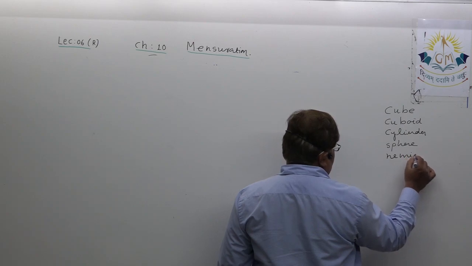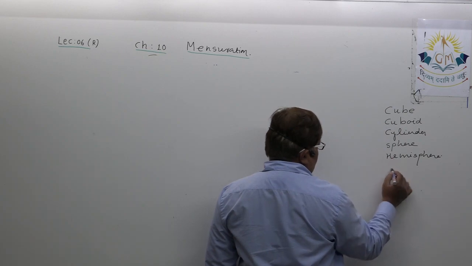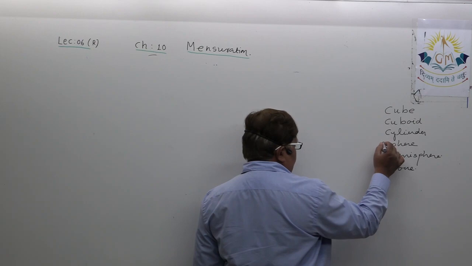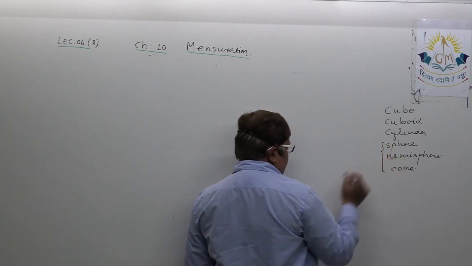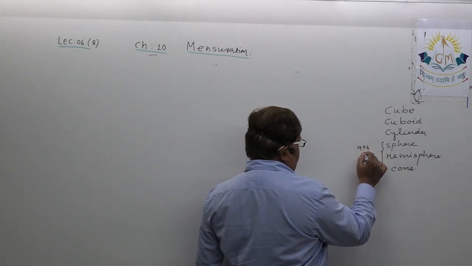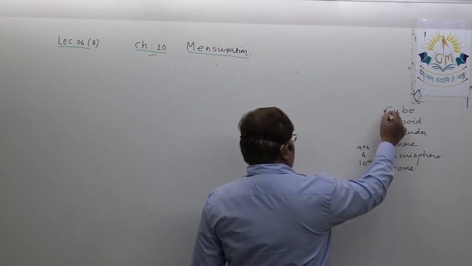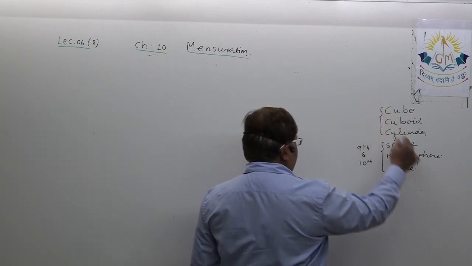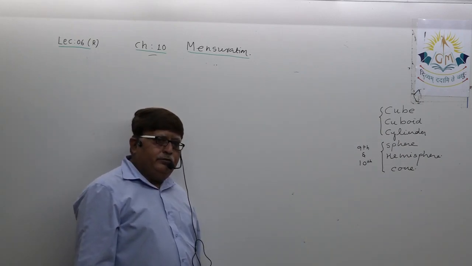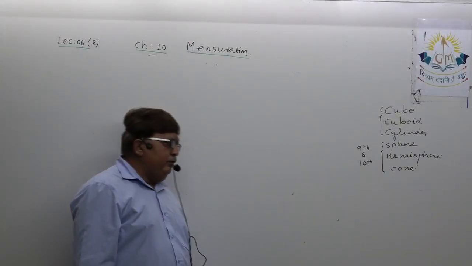Also there is one another solid, hemisphere. Okay. And also cone. These three solids, dear student, you will discuss in detail in ninth and 10th. Okay. Just now our target remains on cube, cuboid and cylinder. What is my important point is this.